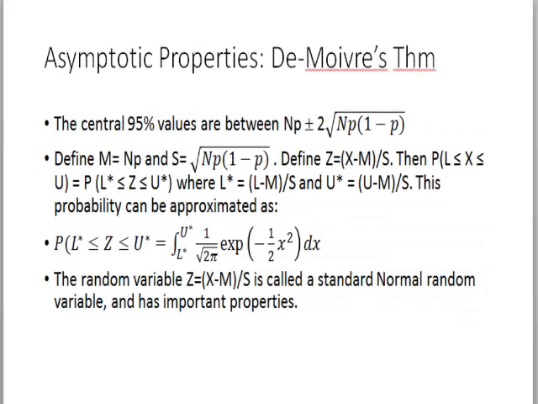All right, so that was one set of properties. Now the second set of properties is all asymptotic properties, and the key thing is de Moivre's theorem, by the French mathematician. He says that all of these things are related to each other.